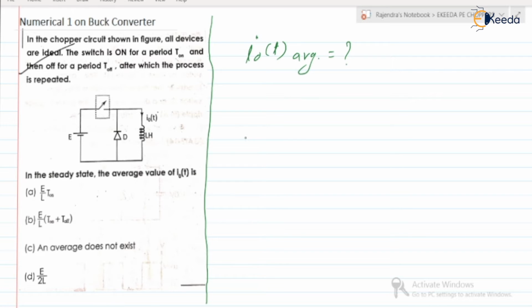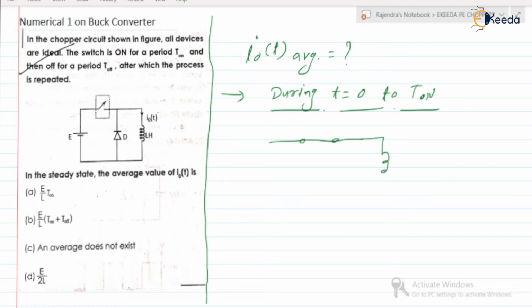Let us discuss the circuit operation. During t on, that is t equal to 0 to t on, let us consider it as the very first cycle. What will happen during 0 to t on? The switch is in the on state, so the circuit will be like this. Switch is in the on state, diode will be in the reverse bias mode.